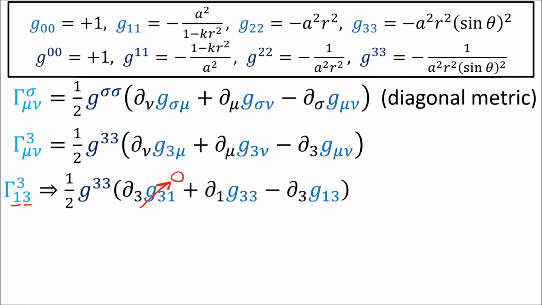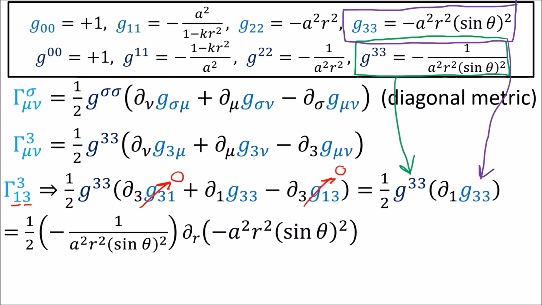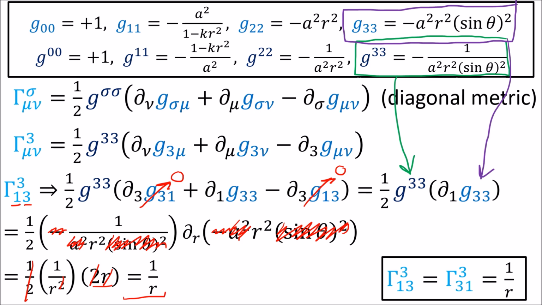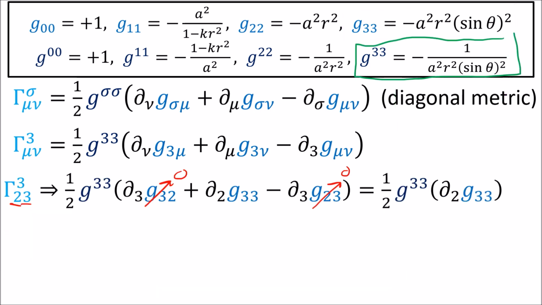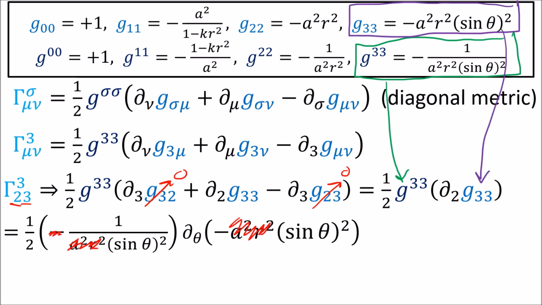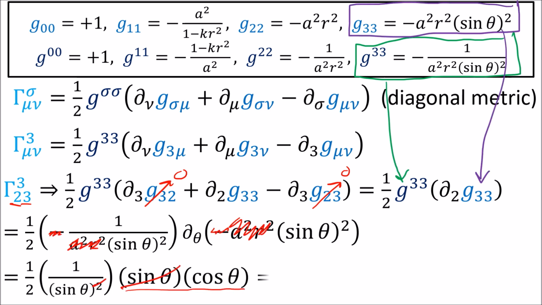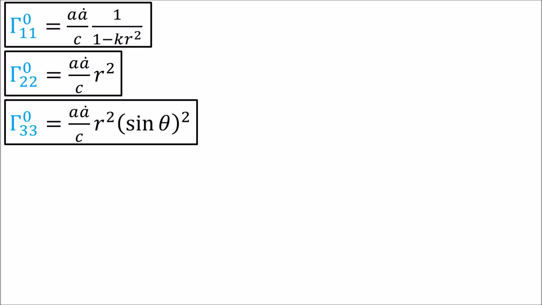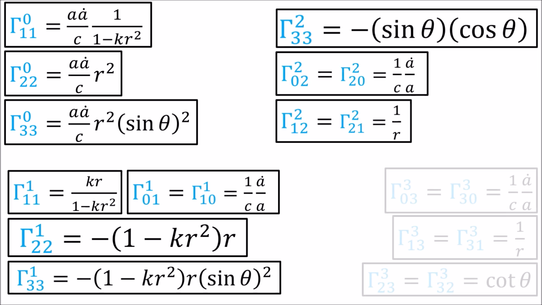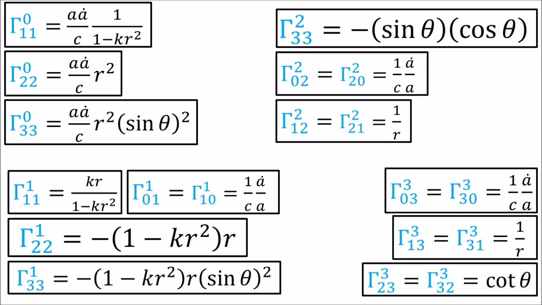For 1, 3 on the bottom, we plug in, and all the terms not involving r cancel with each other. We end up with 1 over r. For 2, 3 on the bottom, all terms not involving theta cancel each other out. And we end up with cos theta over sine theta, which is equal to the cotangent of theta. All the other coefficients with 3 on top go to 0. So we've calculated all the non-zero connection coefficients for the FLRW metric.